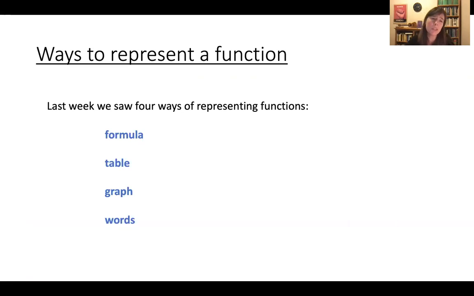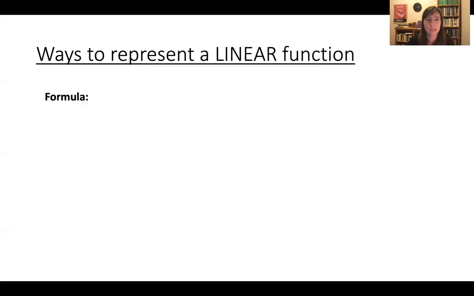And so now let's go through each of these, but instead of just looking at functions in general, let's look at a specific type of function. We're going to look at how these all play out for a linear function. Well, first, let's begin with the formula.